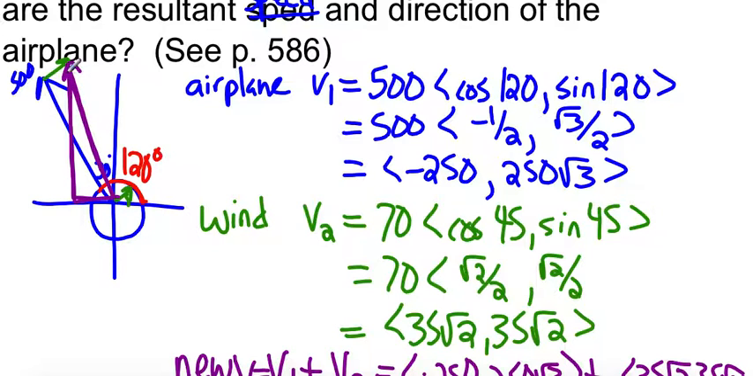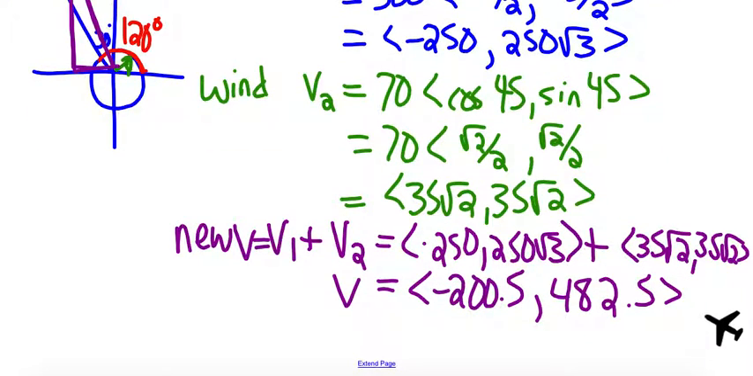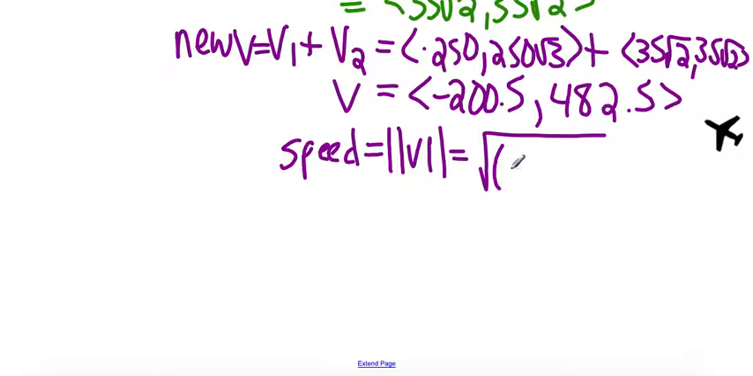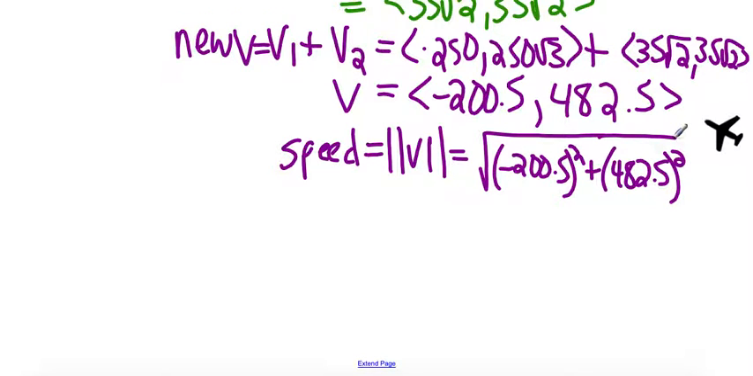We want to know its new speed. Well, the speed is just going to be the magnitude of that new vector. So if we come down here, just scroll. So our speed, oh, who cannot spell speed today? Good grief. So the magnitude of V. So it's just the distance formula, negative 200.5 squared plus 482.5 squared. And our new speed, when we put this all into the calculator, I get 522.5 miles per hour.